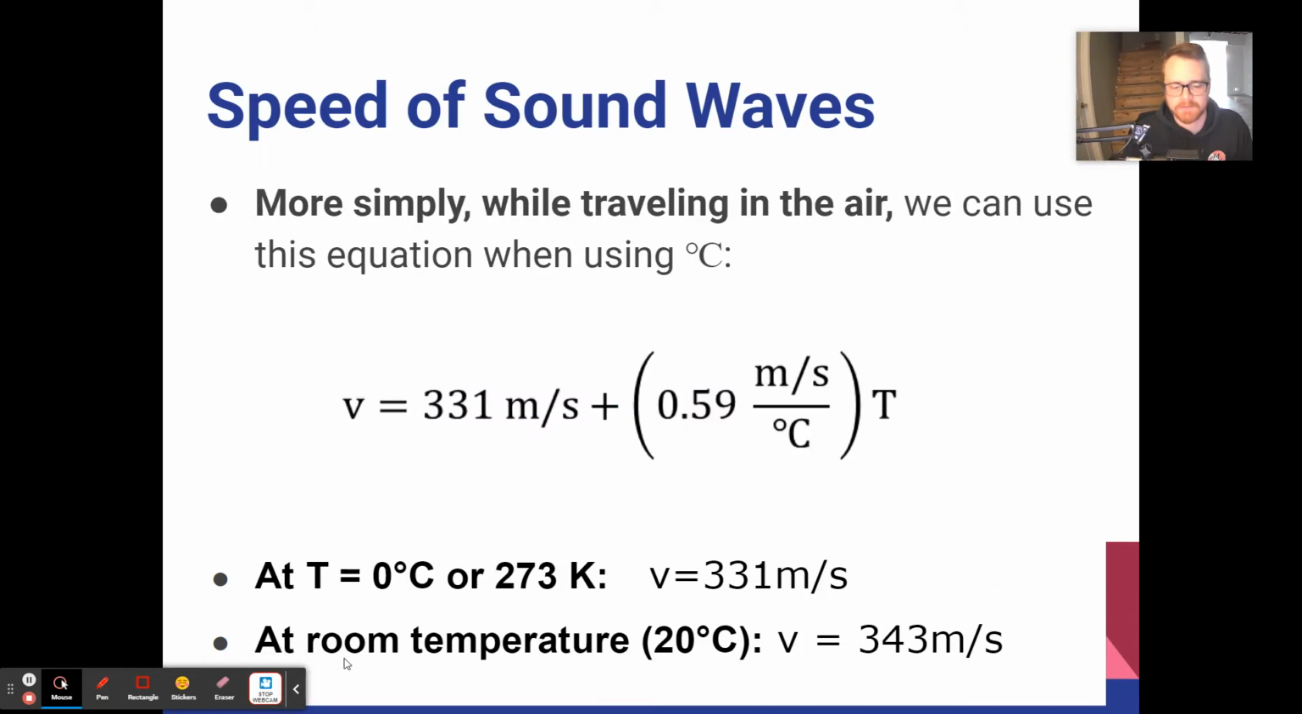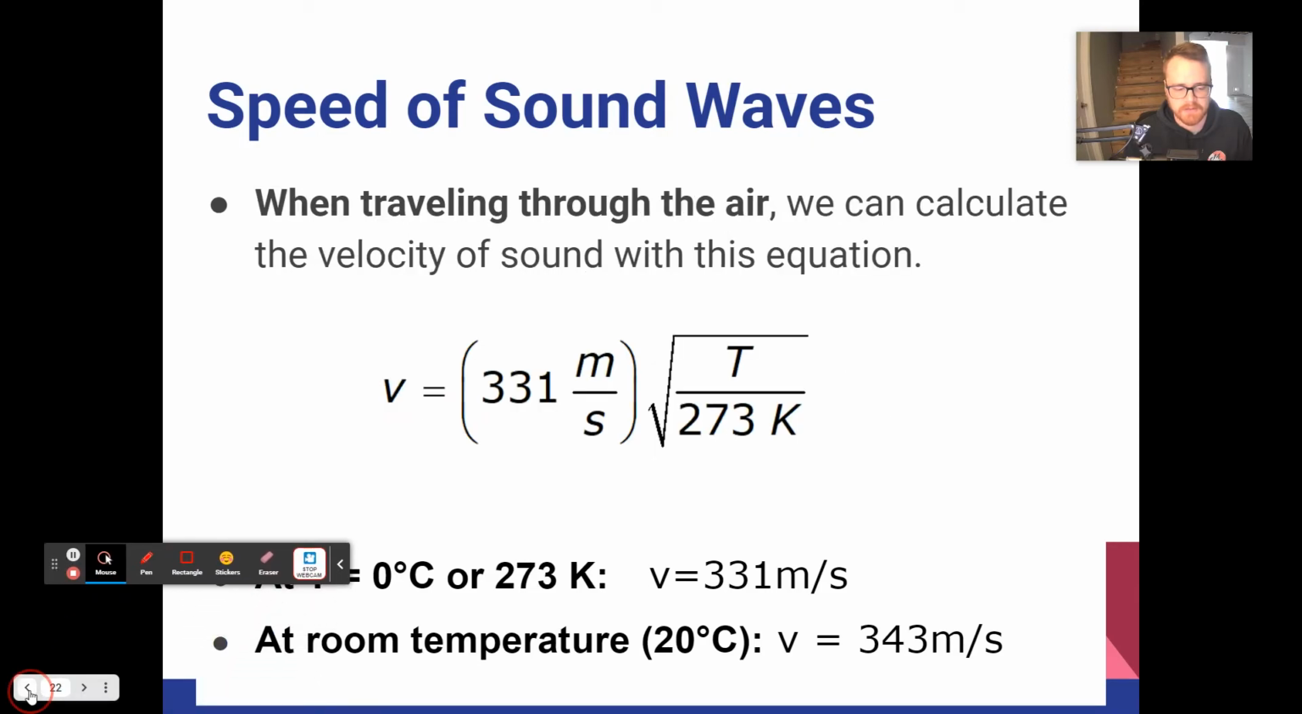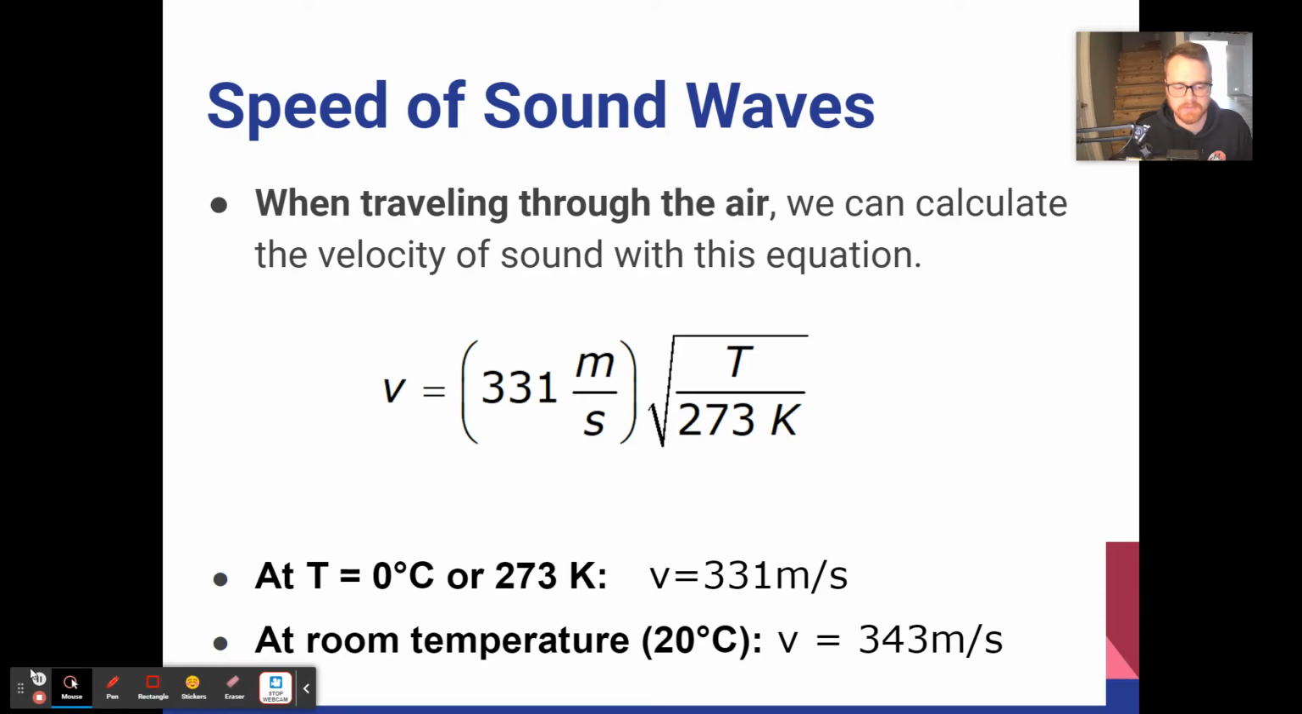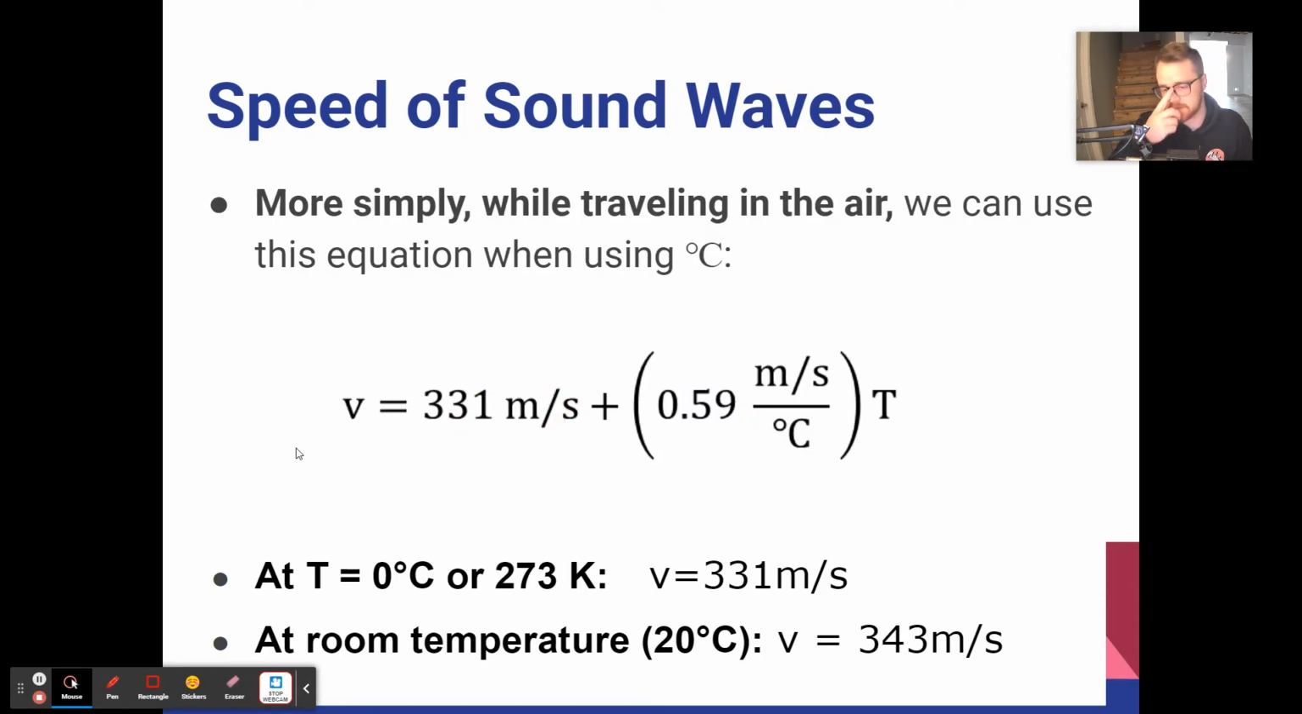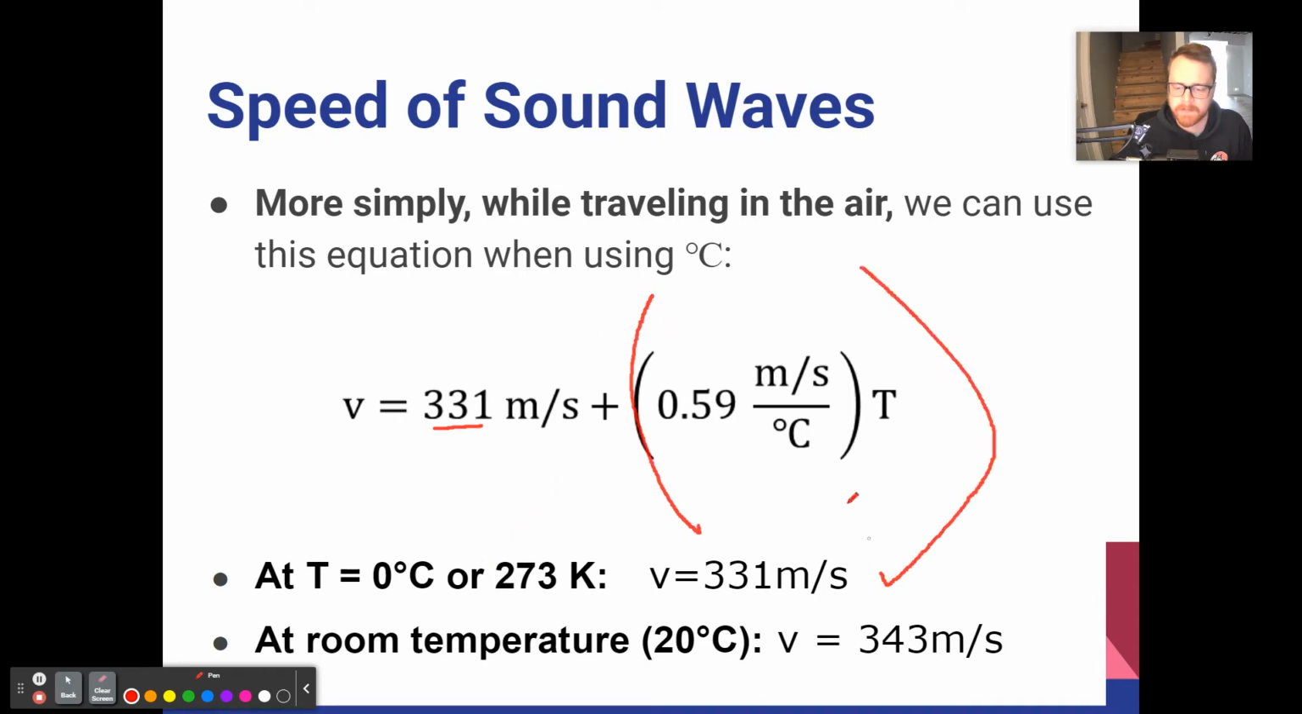Now, with this equation I just had up here, we would need temperature in Kelvin all the time in order to use this. So I've got this one instead. When we calculate the speed of sound in the air per a particular temperature, we're going to use this. We're going to say that at 0 degrees, this is how quickly sound travels through the air. But again, every degree above or below is going to alter the speed.